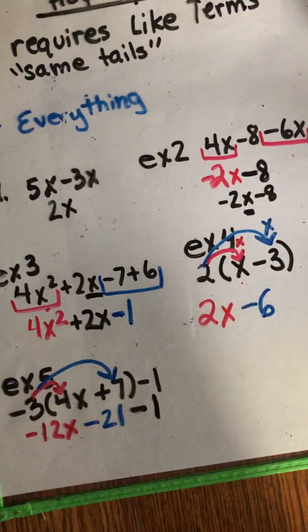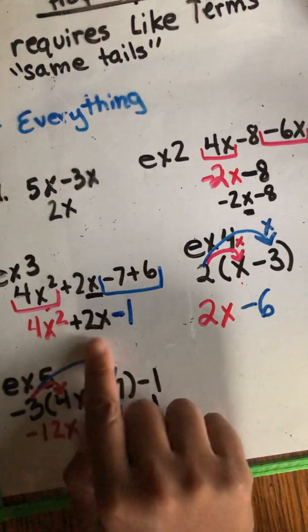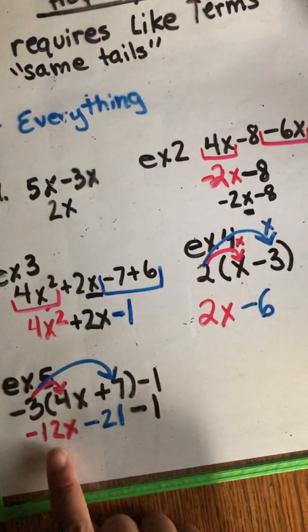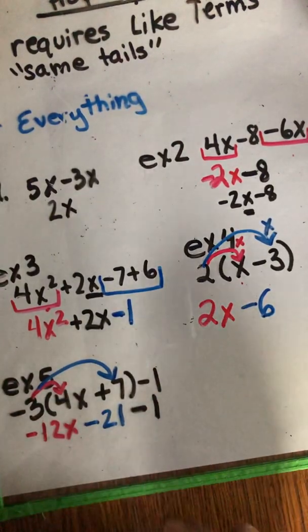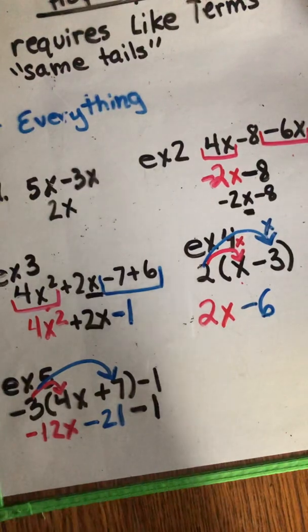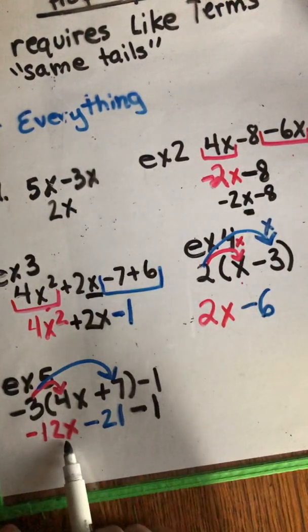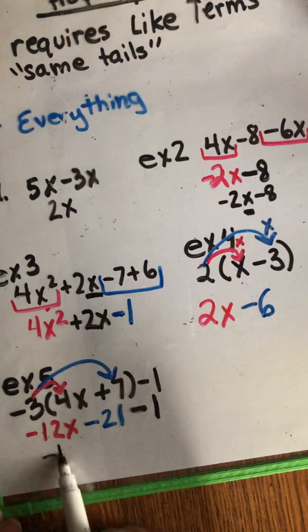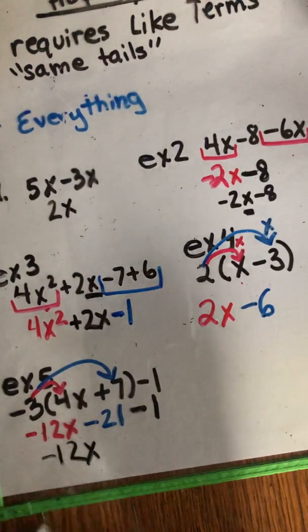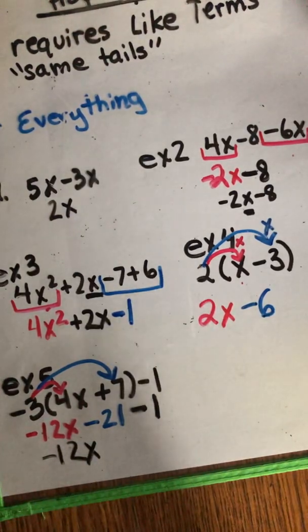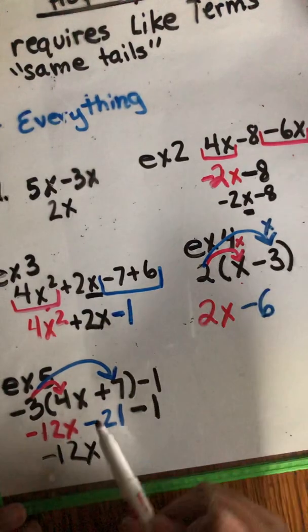Now here's a hint. If you have more than 2 terms, you probably are able to smush something together. Like here I had 3 terms, but I couldn't put anything together. Here I have 3 terms. I'm gonna see, can I put anything together? Well, this negative 12x has no buddies. There's nothing else that has an x, so you can't put that together. But here I'm checking out that negative 21 and that negative 1. I can put those together.